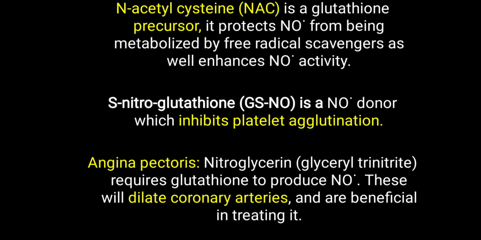Now what is the clinical application? Basically angina pectoris, where the drug given is nitroglycerin. This glyceryl trinitrate, or nitroglyceride, requires glutathione for the production of nitric oxide. The ultimate goal of this treatment is production of nitric oxide in a patient suffering from angina pectoris. If nitric oxide is produced, it will dilate the coronary artery and improve the blood circulation surrounding the heart. So coronary artery dilation is very helpful to relieve angina pectoris. The main purpose of providing nitroglycerin is the production of nitric oxide, which is produced with the help of glutathione.